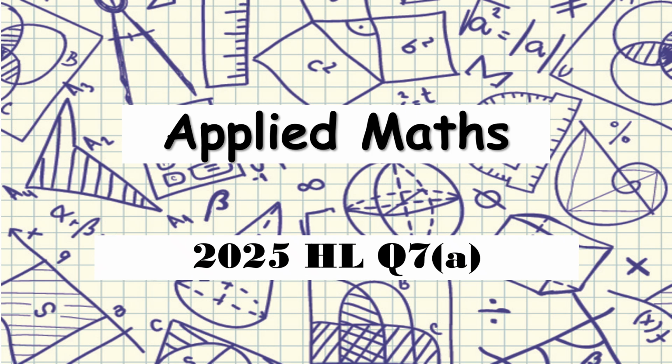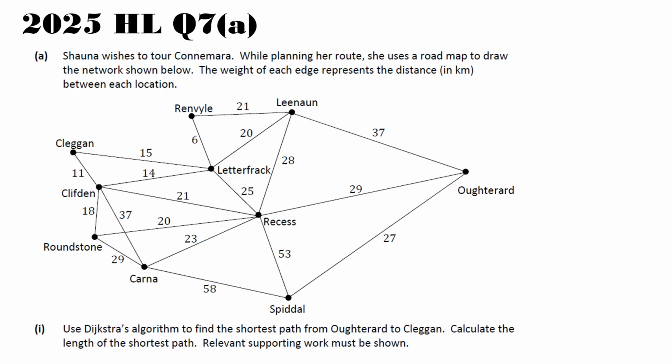In this video, we're looking at the 2025 exam paper and we're looking at question 7, part A. Shauna wishes to take a tour of Connemara. While deciding her route, she uses a road map to draw the network shown below. The weight of each edge represents the distance in kilometers between each location. Use Dijkstra's algorithm to find the shortest path from Utrecht to Cleggan. Calculate the length of the shortest path. Relevant supporting work must be shown.